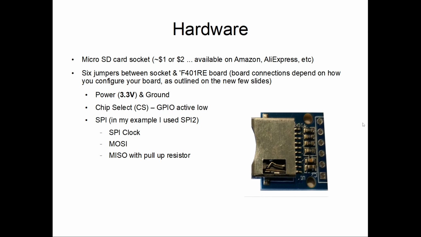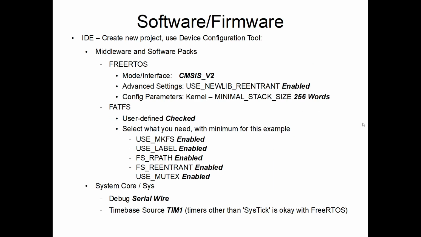And then we have the SPI interface, and in my example, I use SPI2, and that includes clock, master out, slave in, master in, slave out. And I included a pull-up resistor on there. I'm not 100% certain that that's required, but I think it is, because if that chip is not selected, nobody's driving that line. So I included a pull-up there.